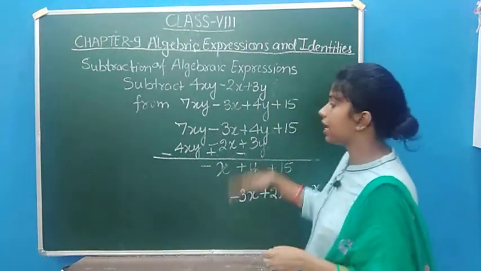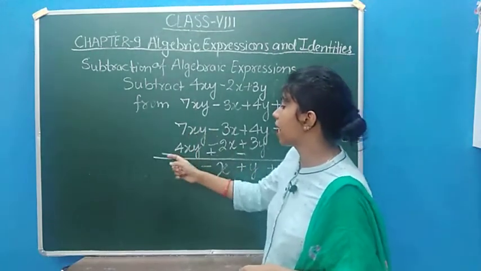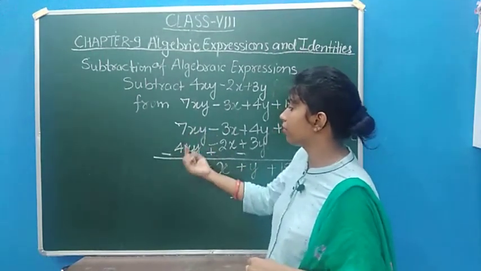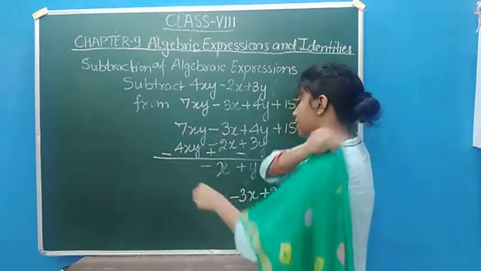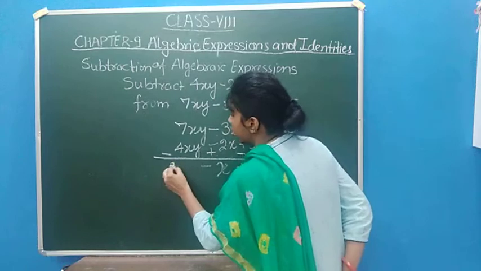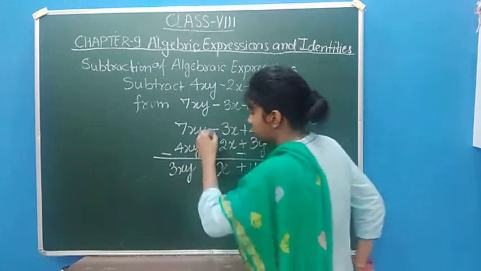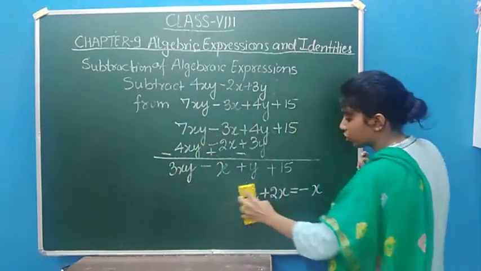Okay, and at last 7xy minus 4xy. Whenever we subtract 4 from 7, we get plus 3xy. So this is going to be our solution.